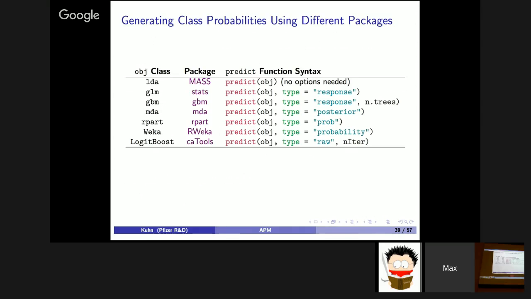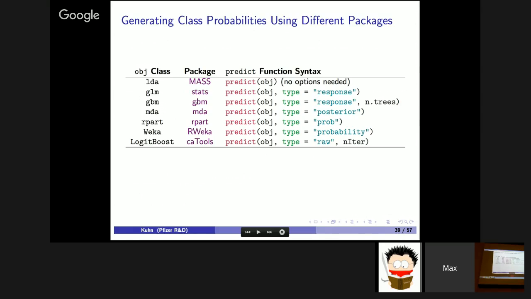Another example that's maybe a little more impactful is how we get, for example, class probabilities. If we use a linear discriminant analysis model, we get both the predicted classes and the class probabilities without having to do anything. But let's say we fit a generalized linear model, let's say logistic regression, to our data. If we want the probabilities, we have to predict and say type equal response, and that'll give us the probabilities for the event of interest.